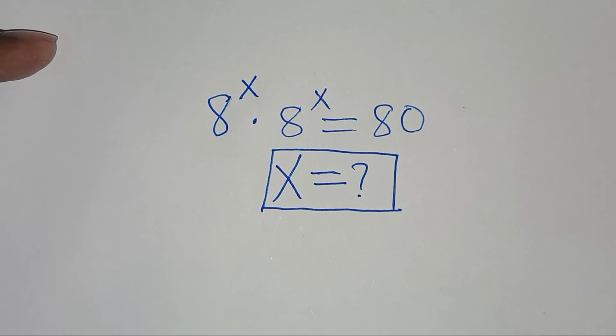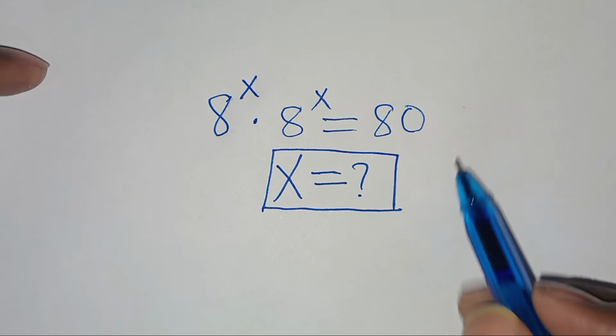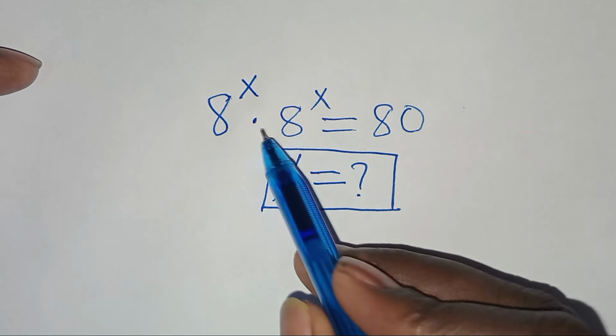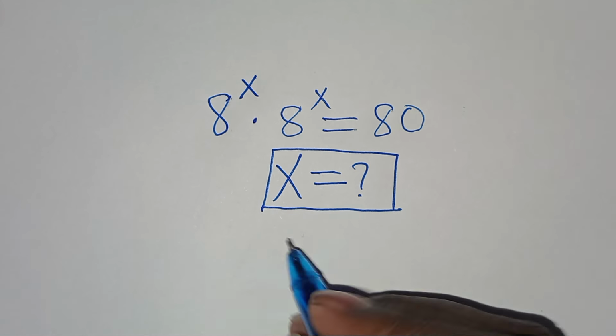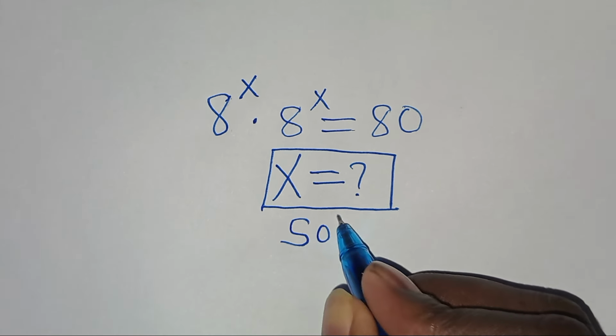Hello everyone, you're welcome to solve this nice exponential equation, which is 8 to the power of x times 8 to the power of x. This is equal to 80. So what is the value of x? Now, let's provide a solution from here.